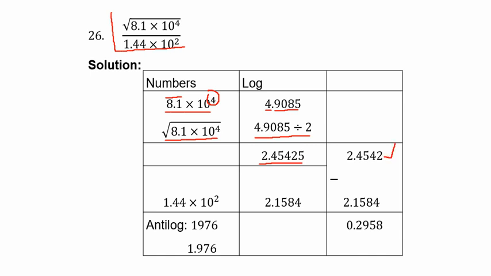Okay. For the denominator, the number is 1.44 times 10 to the power of 2. The number is already in standard form, so the characteristic part is 2. That is the 2 you have here. For the multiplier, you check 14 under 4. When you do that in the logarithm table, no antilog, in the logarithm table, you have 1584. So let's keep the answer under the first one.